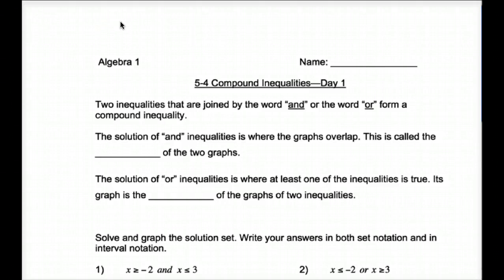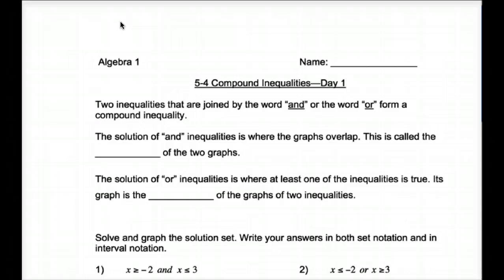Alright, hey, we're going to start our discussion, guys, on compound inequalities. New stuff, day one of it. We'll hit the tough stuff tomorrow. Everybody say compound inequalities. Get a little enthusiasm, please. Compound inequalities are two inequalities joined by the word and, or the word or. Two inequalities make what they call a compound inequality.